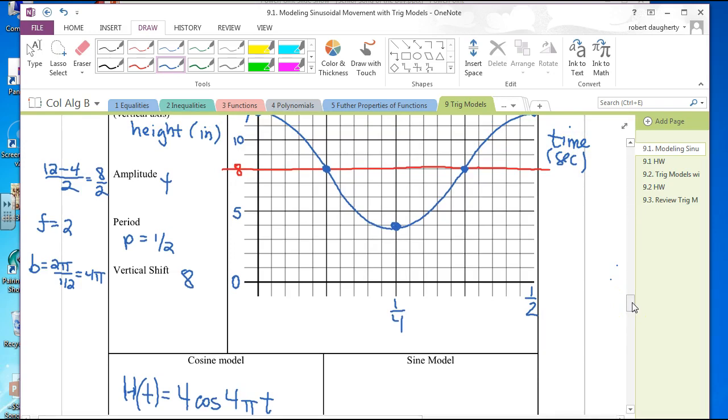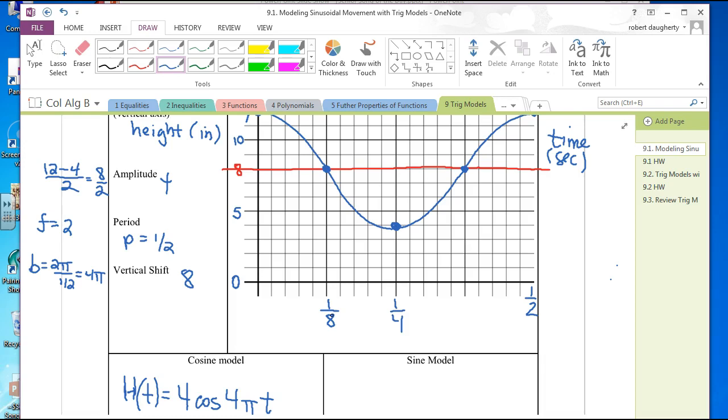If this is 1/4, what's halfway between 0 and 1/4? 1/8, okay? So if I look at the curve from here, starting at 0, what kind of function would this be? This would be what kind of sine function? Is it reflected or not reflected? Well, normally the sine goes up.